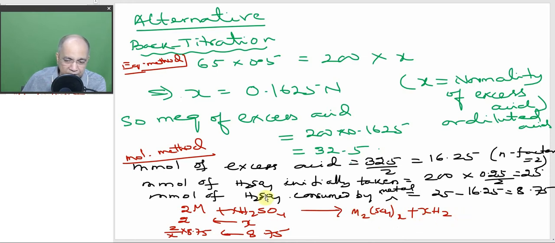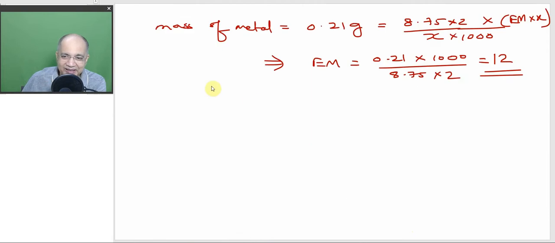Now from the stoichiometry, X millimoles reacts with 2 millimoles. So 8.75 millimoles will react with 2 by X into 8.75 millimoles, right? Then the mass of the metal given, 0.21, is equal to the number of millimoles, 2 by X into 8.75 millimoles, divided by 1000, into atomic mass.